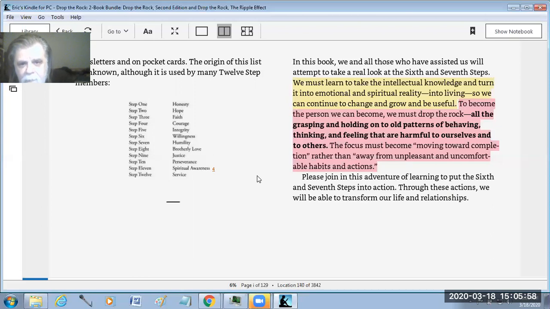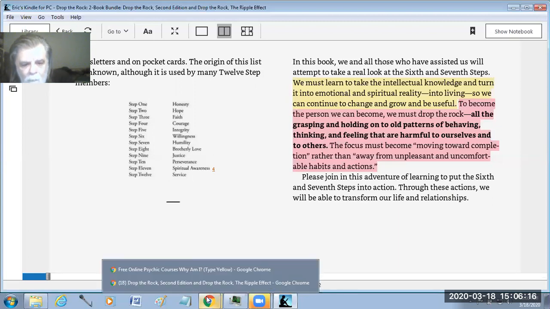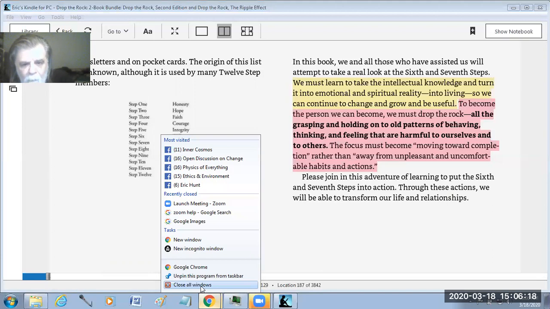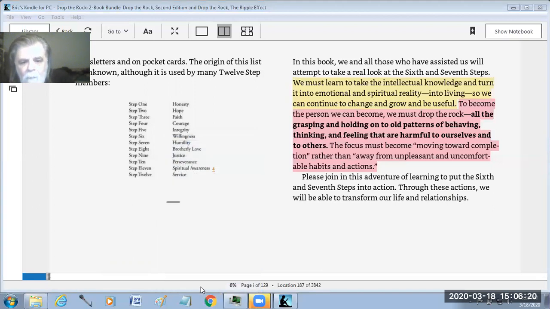Let's finish up the chapter. In this book, we and all those who've assisted us will attempt to take a real look at the 6 and 7 steps. We must learn to take the intellectual knowledge and turn it into emotional and spiritual reality, into living, so we can continue to change and grow and be useful. To become the person we can become, we must drop the rock.